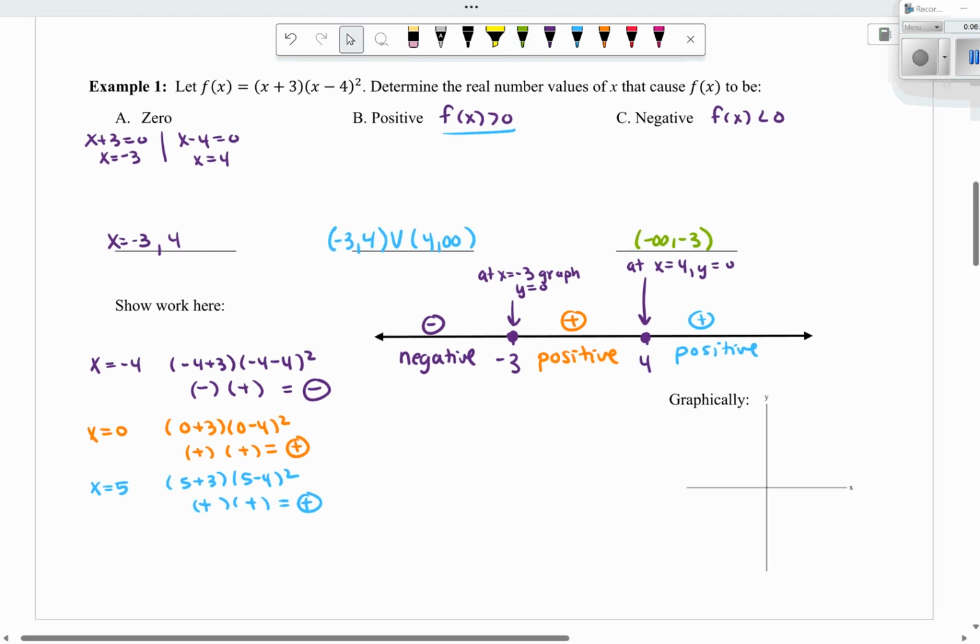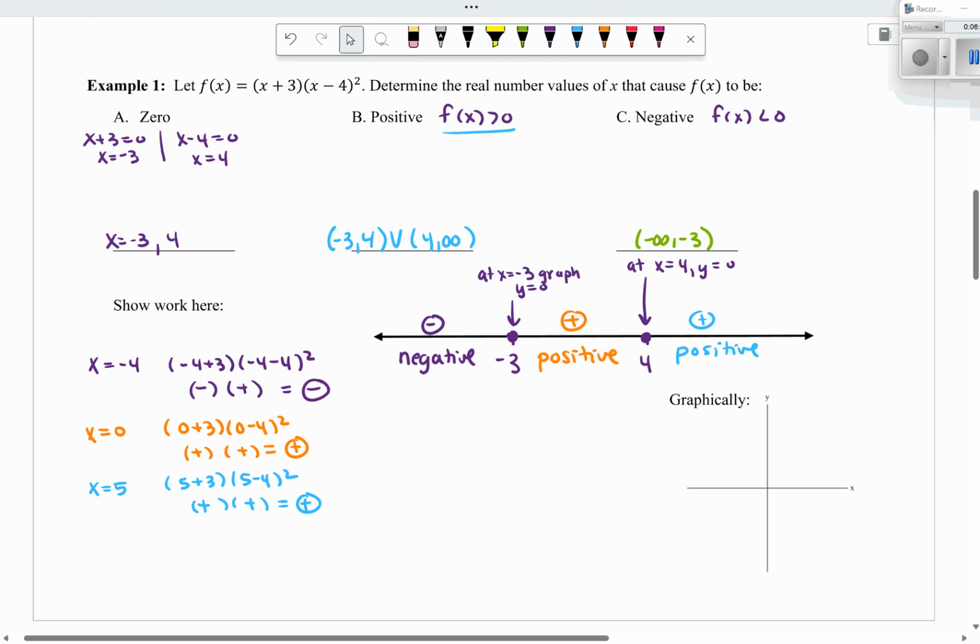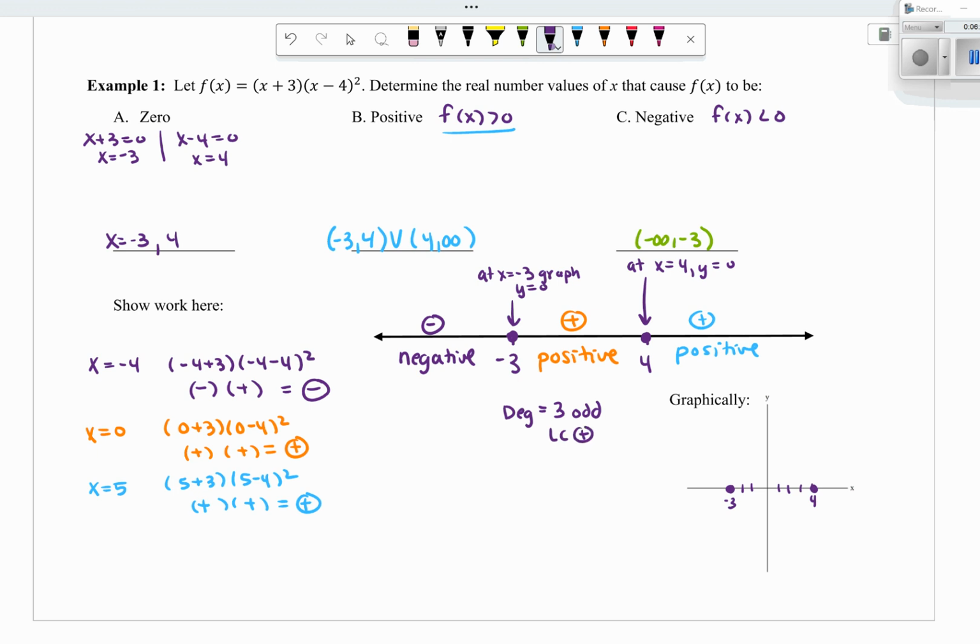So that's how we would use the number line, but we can also think about this graphically. We've been graphing these polynomial equations, so we know that we have a 0 at negative 3 and at 4. And then we can figure out the end behavior because the polynomial degree, if we were to add up the multiplicities, would be 3. So that's odd. And the leading coefficient would be positive. So odd positive, remember, means that the left end goes down and the right end goes up.